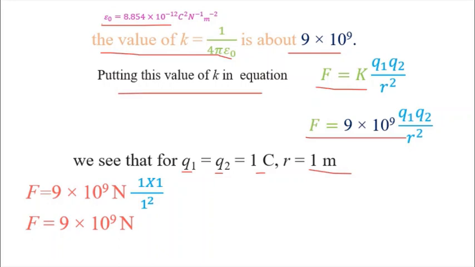F is equal to 9 into 10 raised to 9 Q1 Q2 by R square. We will obtain F is equal to 9 into 10 raised to 9 Newton into 1 into 1 divided by 1 square. So the force between these two charges of 1 coulomb separated by a distance of 1 meter is 9 into 10 raised to 9 Newton.